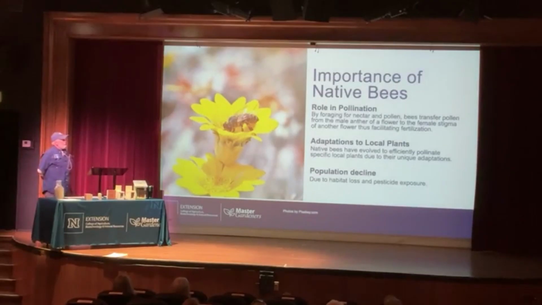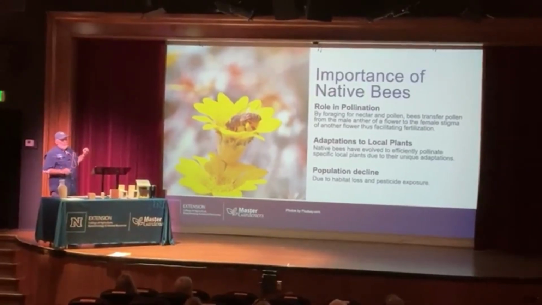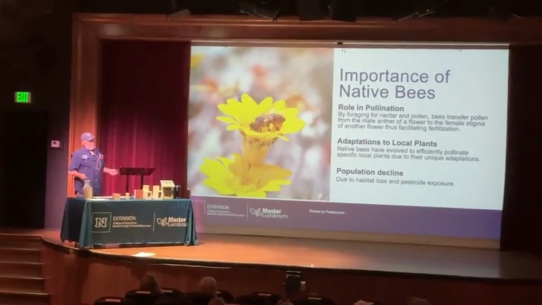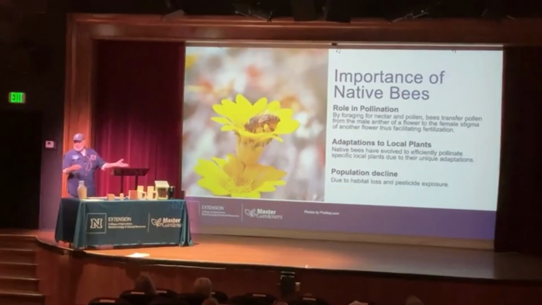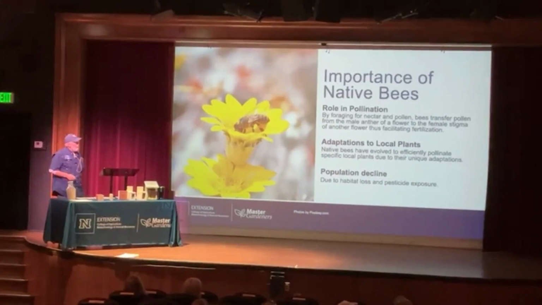Importance of native bees. So the role in pollination, they forage for nectar and pollen. You know, we don't want to get native bees confused with honeybees. Native bees do not make honey. All they do is make little bees. That's their job. And little bees and big bees, they pollinate, right? In order to pollinate, they've got to go out and find nectar. They've got to go out and find pollen and some water resources. And that's their job. That's all they do. Adaptations to local plants.